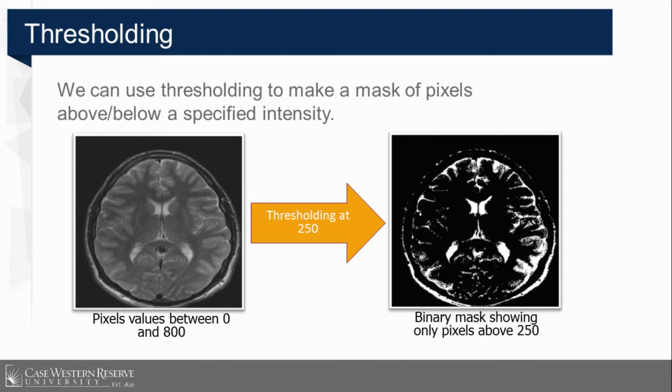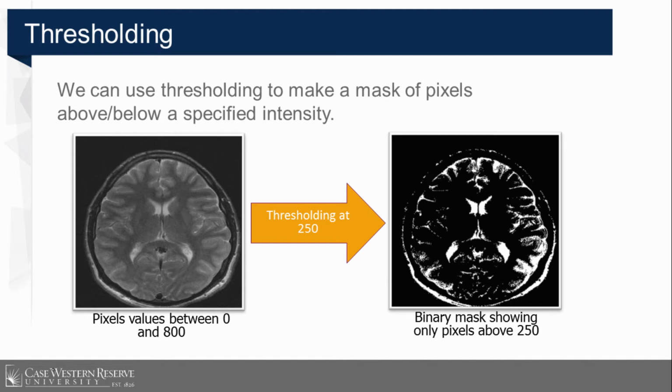So again, if we specifically look at a threshold operation, what we're going to do is say that all pixels above a certain intensity value belong to a segment, and all the pixels below the intensity value belong to a different segment. And we can make a binary mask of these two segments in order to help us extract one segment from the other.